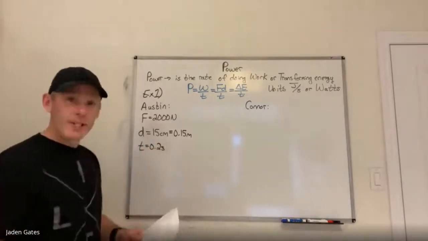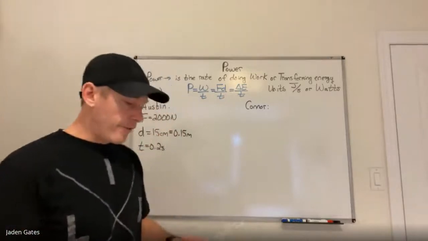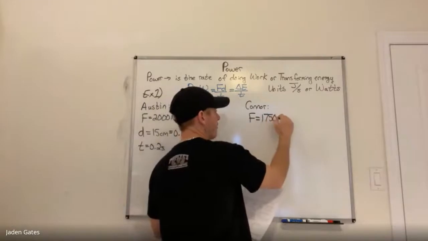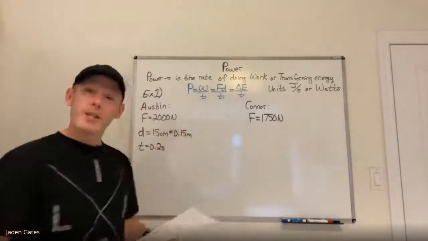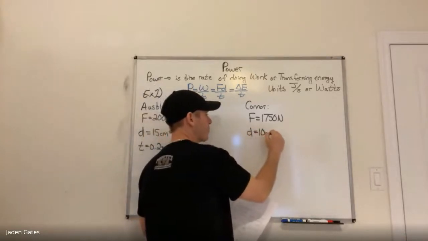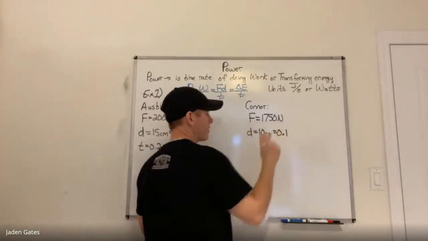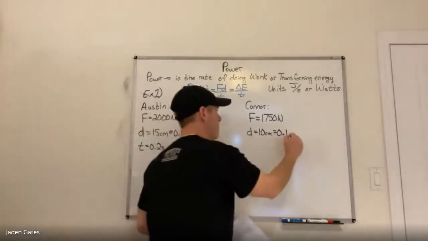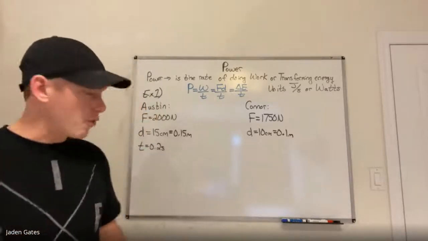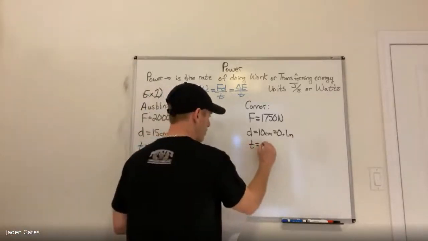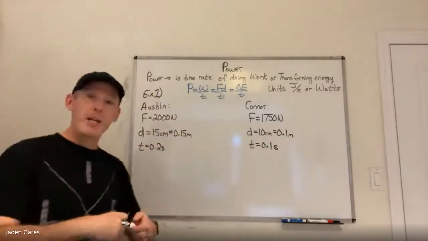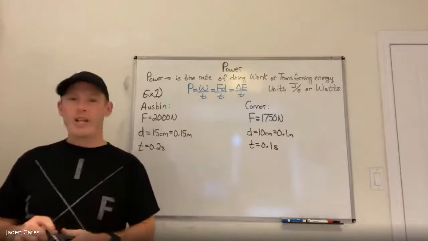All right, now Connor McDavid, on the other hand, exerts a force of 1,750 newtons, over a distance of 10 centimeters. Again, with centimeters, I have to convert to meters to get into our standard units. So it's 0.1 meters, again divided by 100. And that strike lasts just 0.1 seconds. All right, so there are our two people that we're looking at. We're examining their power.